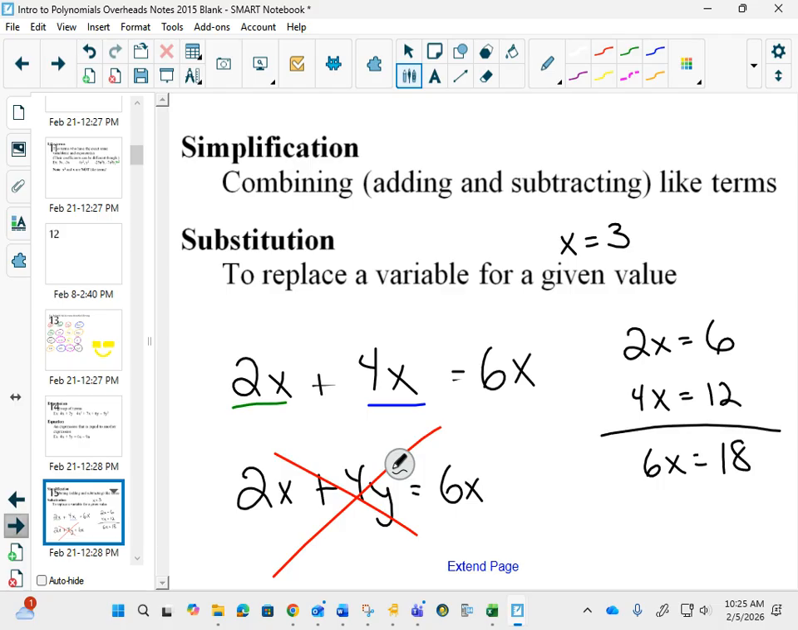Check this out. When we did like terms, and I did 2x plus 4x, did I get 6x? Check with numbers. If I do 6 plus 12, do I get 18? Yeah. So the cool thing about algebra is that the math that you're doing with algebra, with variables, is connected to regular math. And it makes sense whether you're using numbers or whether you're using variables.